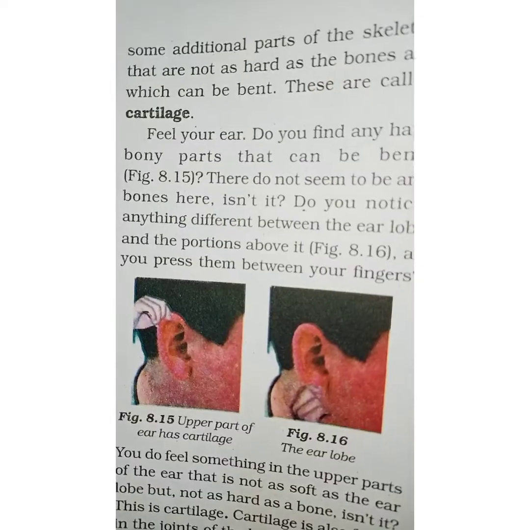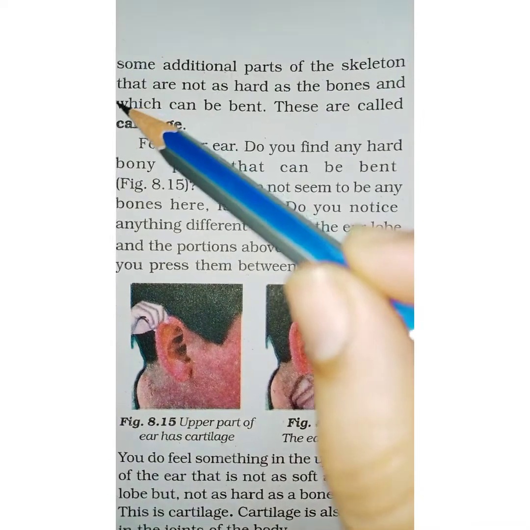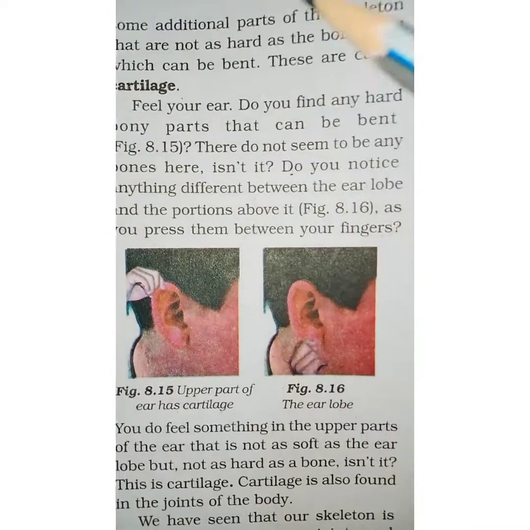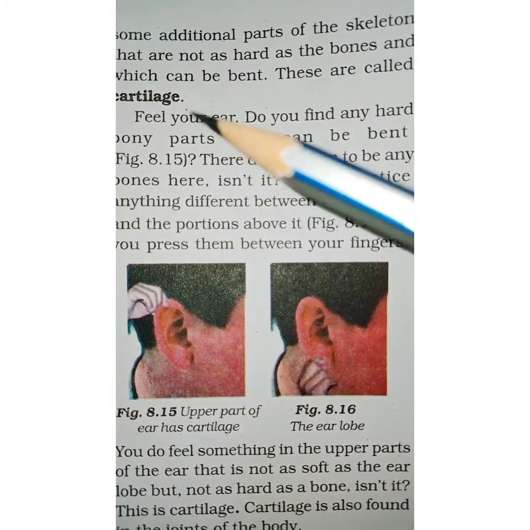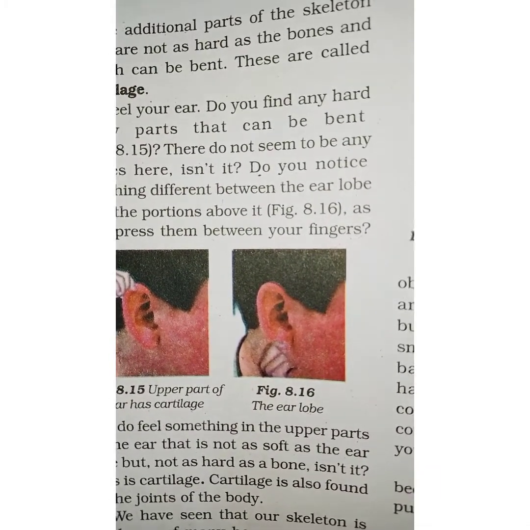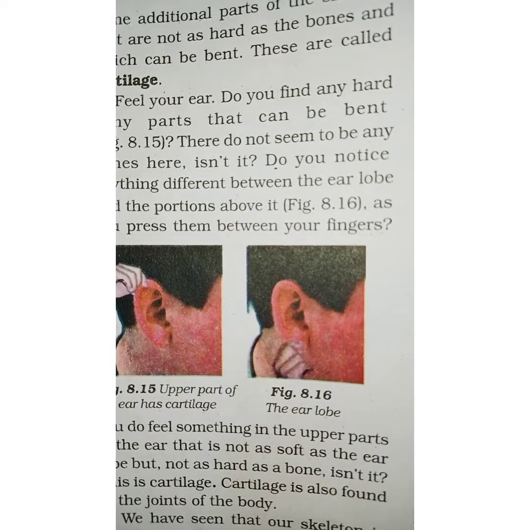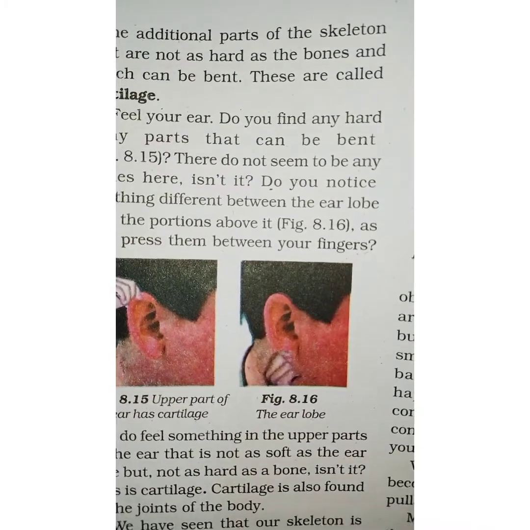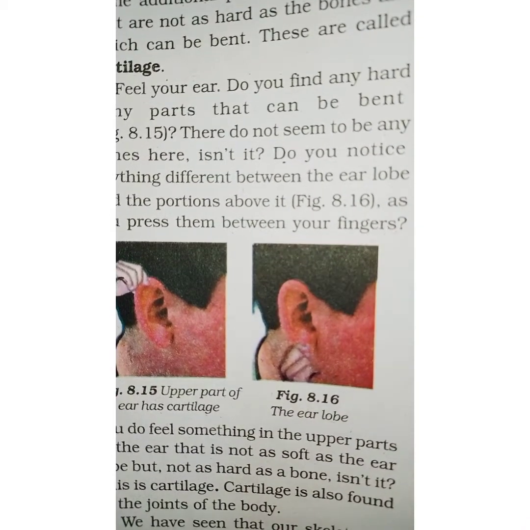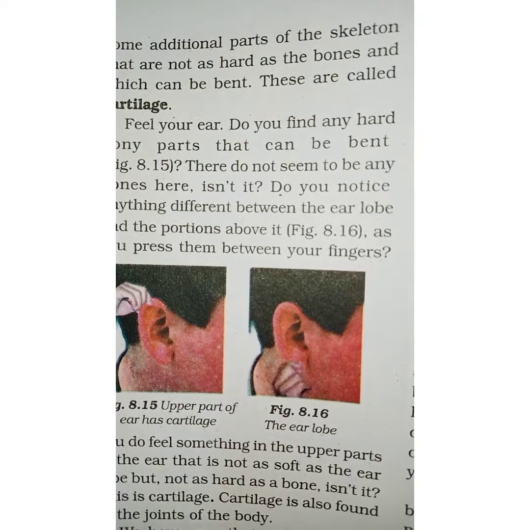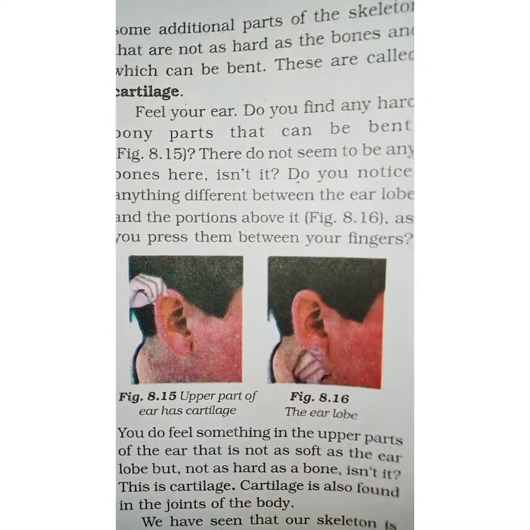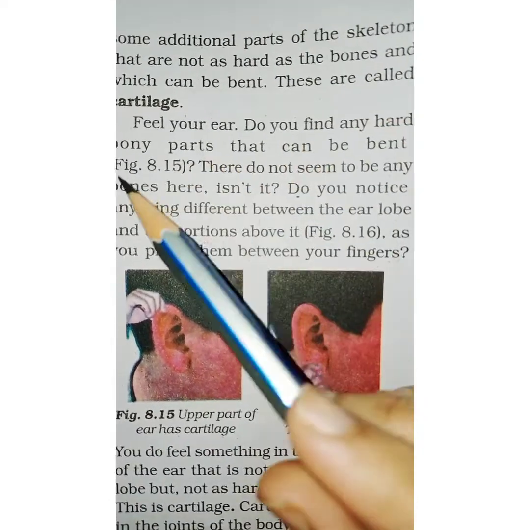There are some additional parts of the skeleton that are not as hard as bone and which can be bent. These are called cartilages. There are many places in our body where we can bend, and they are not hard, actually they are soft. When we say bone, a clear image comes to us, that a bone is nothing but a hard structure. But there is also a bone which is soft and which we can bend. That is called cartilage.